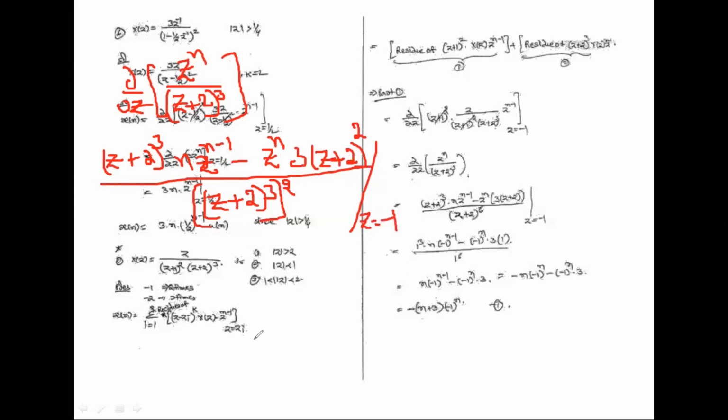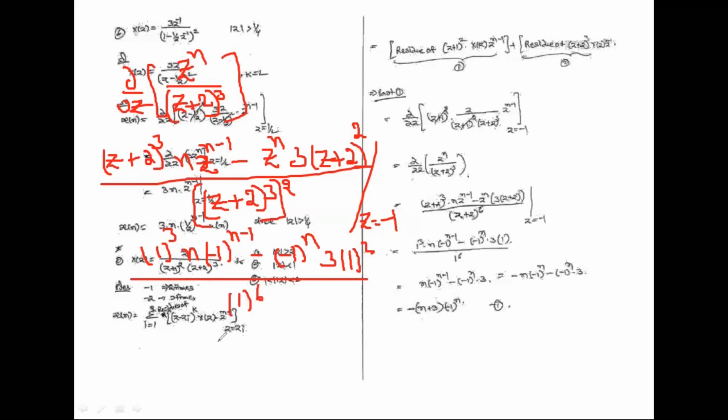Now we can apply z equal to minus 1. So minus 1 plus 2 is 1, and 1 cube is 1. N into minus 1 whole power n minus 1, minus minus 1 whole power n, 3 into minus 1 plus 2, which is 1 square, whole divided by minus 1 plus 2, that is 1 whole power 6.